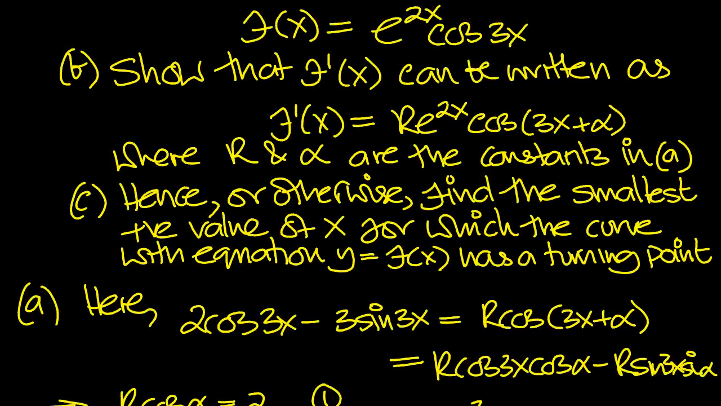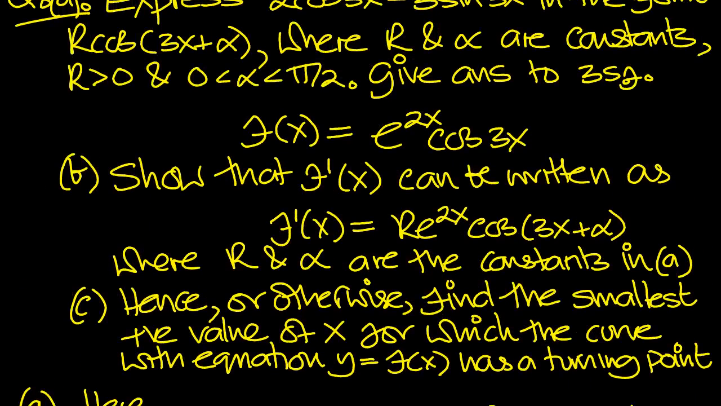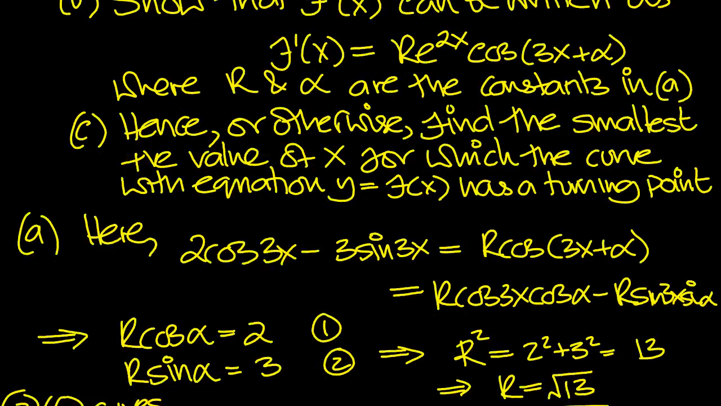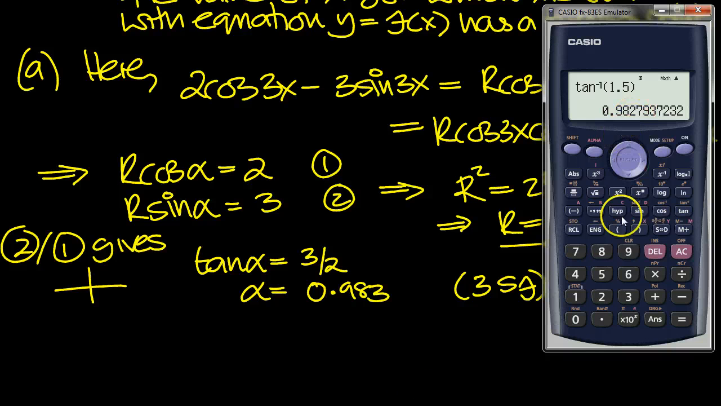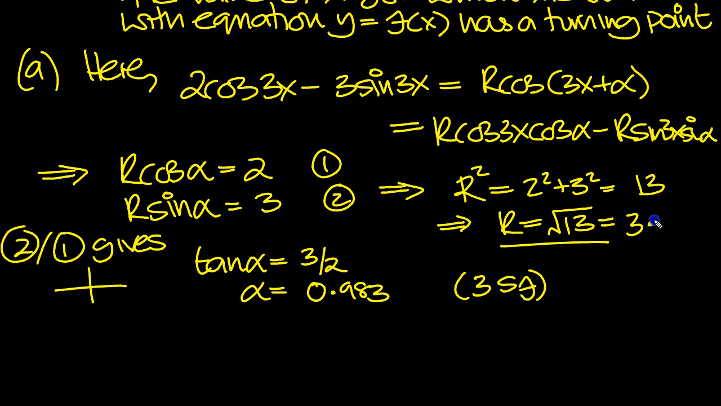Let me just go back and check the question quickly. Yes, three significant figures, so that's fine. And r is equal to the square root of 13, which is 3.61 to three significant figures, as the 5 rounds up to 1. So there's our answers, and we can proceed with these values.